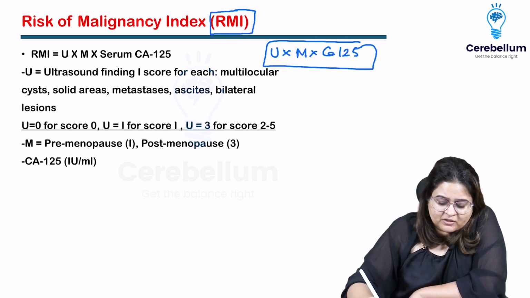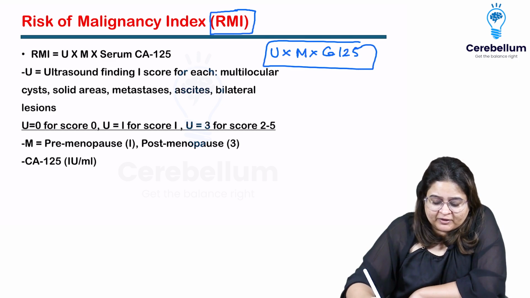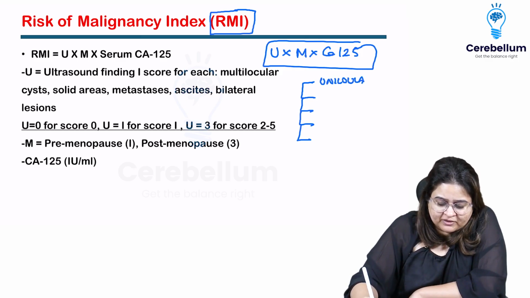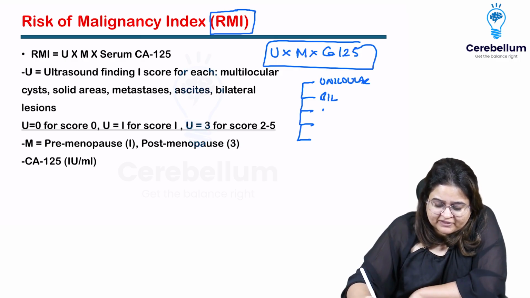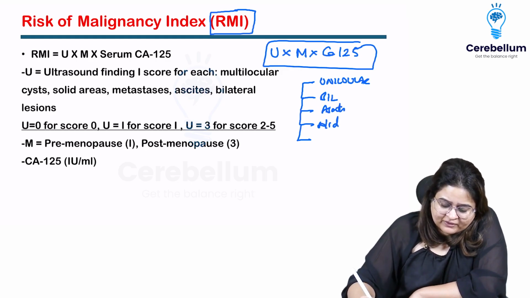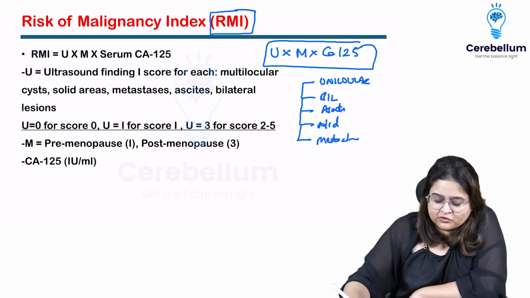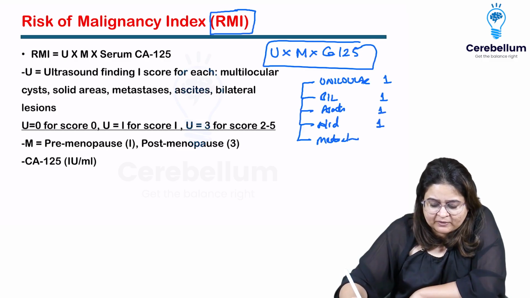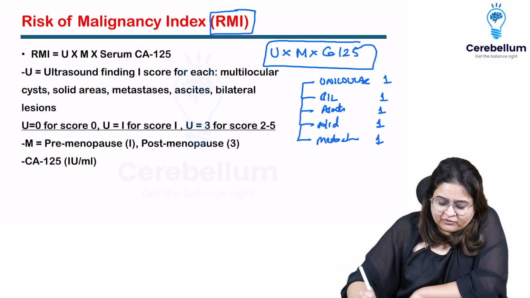Now, the ultrasound score is calculated by 5 parameters. The 5 things we see on the ultrasound: if it's unilocular or multilocular, if it is bilateral or unilateral, if there's any ascites, if there are any solid areas, and if there is any metastasis. If it is multilocular, it's given a score of 1. If it's bilateral, 1. If there's ascites, 1. Solid areas, 1. Metastasis, 1.